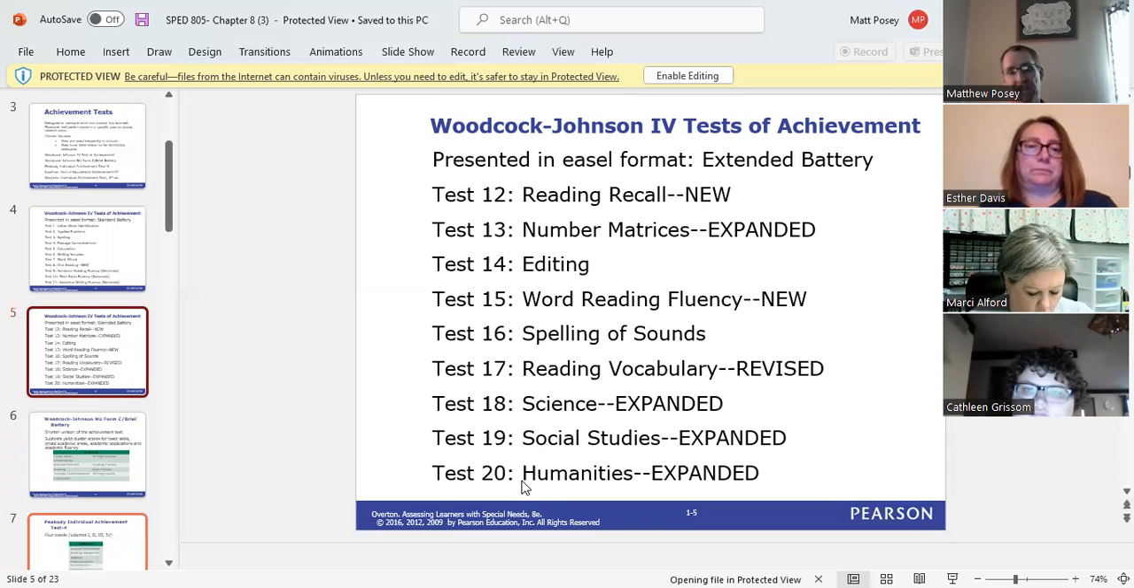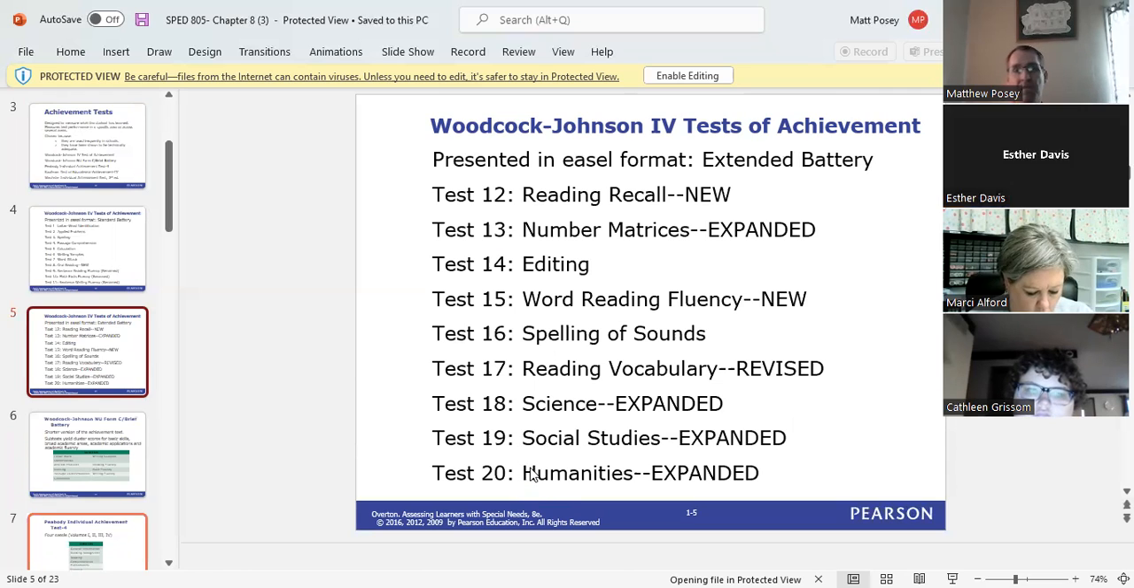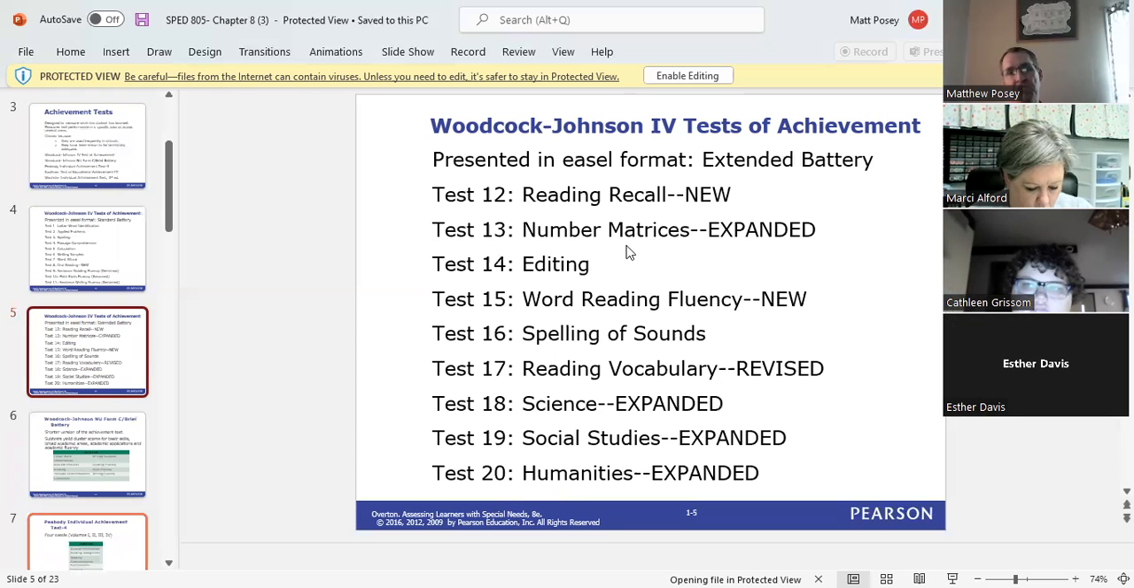Again, you'll see there are upward of 20 subtests. Obviously, we don't go in and administer all of those. Usually the first 10 are common, but there are some additional subtests under the achievement battery that we do administer. Again, a continuation of math skills and reading.